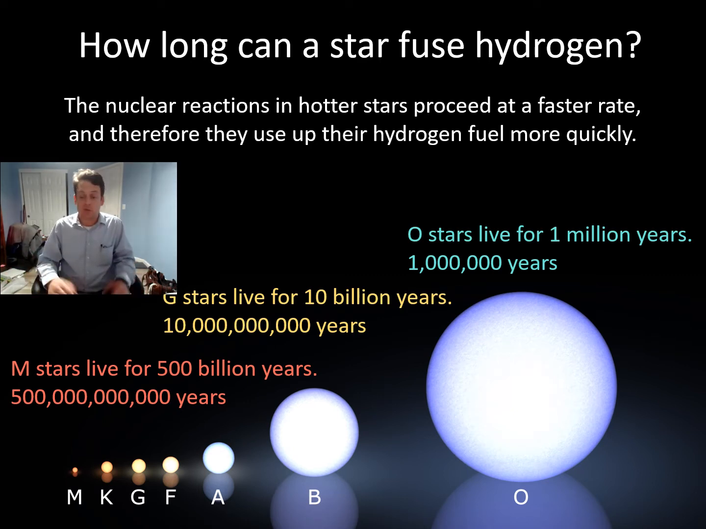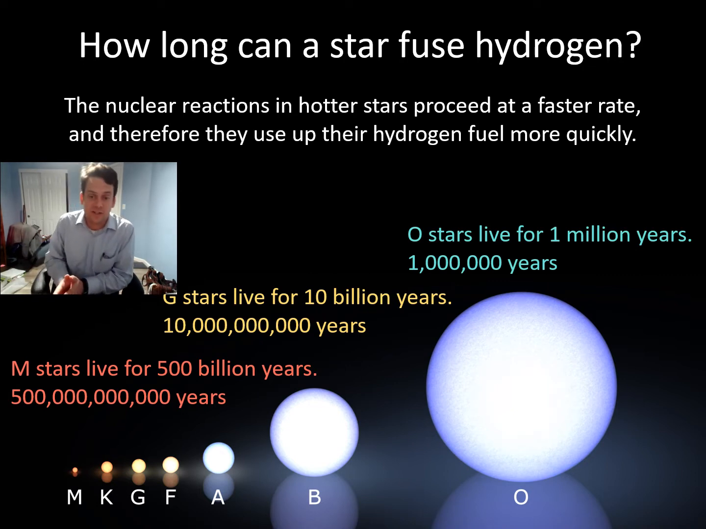If you've taken chemistry, you very often run into the same fact that chemical reaction rates will depend upon the temperature of your system, for example. And very often, if you heat a system up, then you can make the rates go faster. So M-class stars can live for 500 billion years, which is much, much longer than the current age of the universe, which we think is around 13.7 billion years.